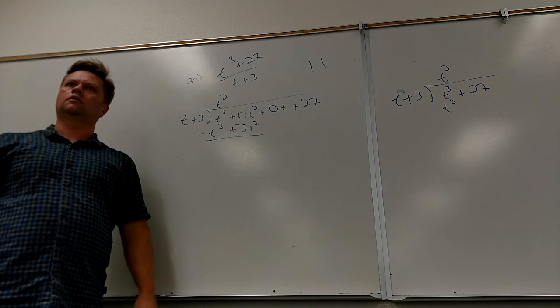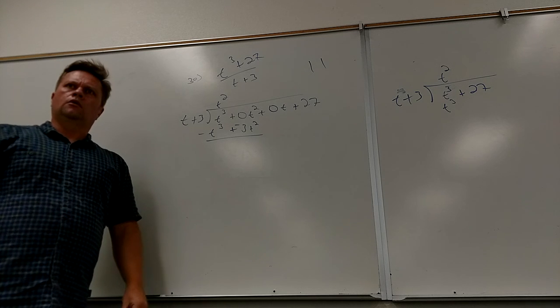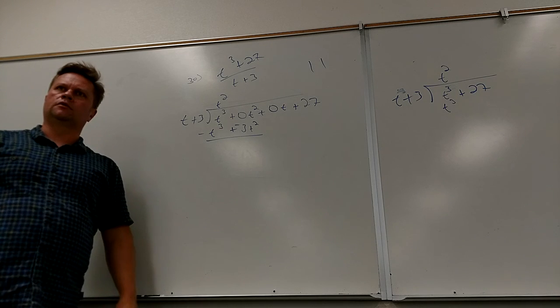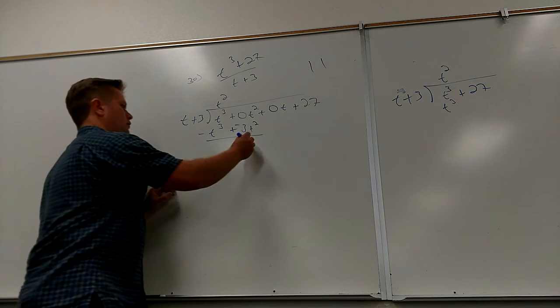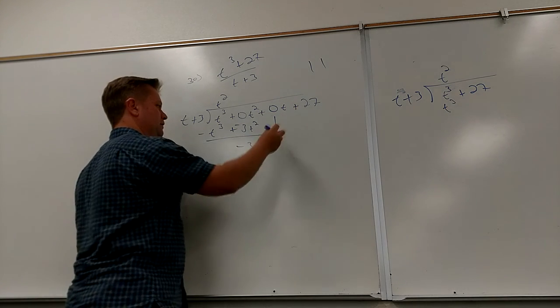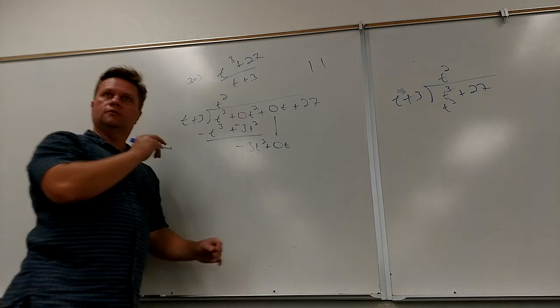And then what would that be? 0t squared minus 3t squared? You tell me, what's 0 minus 3? Negative 3? Yeah, so you get negative 3t squared. Bring down 0t. Right? Keep going.